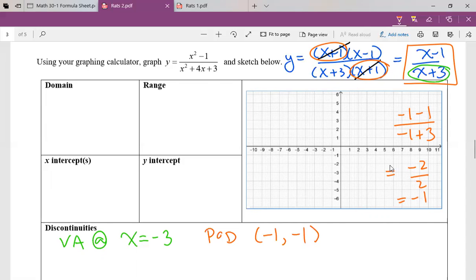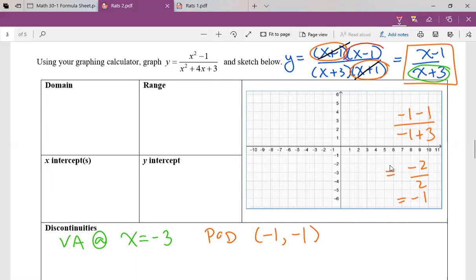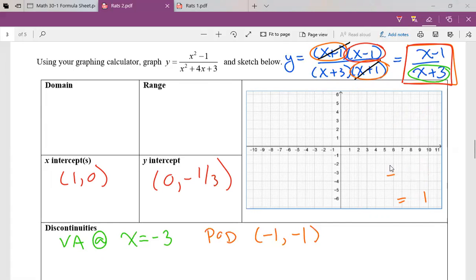Okay, there's our POD. Now, the last thing I want you to be able to analyze from this: a factor of only my numerator is an x-intercept. Guess what? Your x-intercept's at 1 comma 0. Y-intercept, well, that's easy to find. Just look at our final form over here and let x equal 0. That's going to be negative a third. Just like that. Okay, see how much we can figure out just by factoring this function.